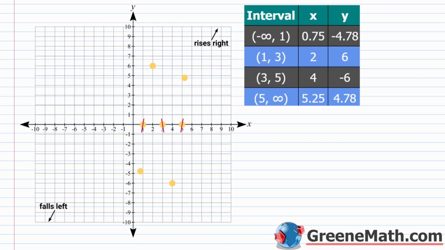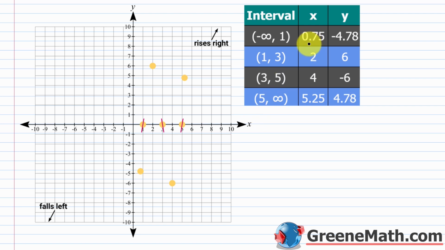The next thing I would recommend you do is get some points. So you make some intervals. One interval is anything less than 1. Another one is between 1 and 3. Another one is going to be between 3 and 5. And then a final one would be anything greater than 5. You could just pick anything you want in each interval.